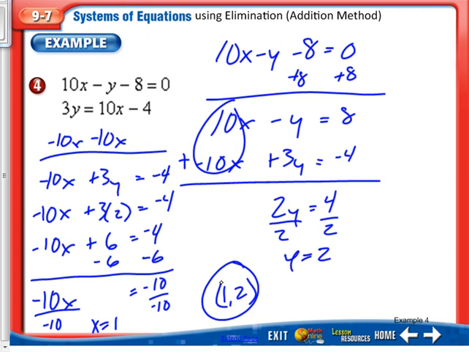Now, we didn't have any of these situations happen, where we have parallel lines or the same line for null solution or infinite solutions. But we could definitely have that happen here in these situations as well. So there you go, systems of equations using the elimination method.